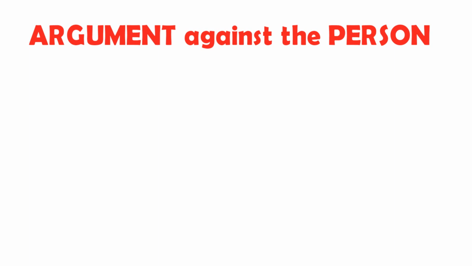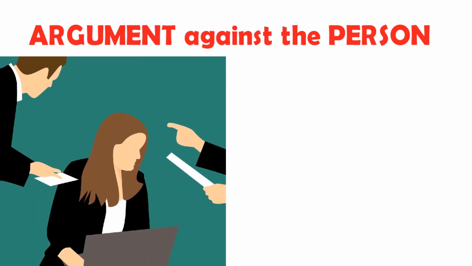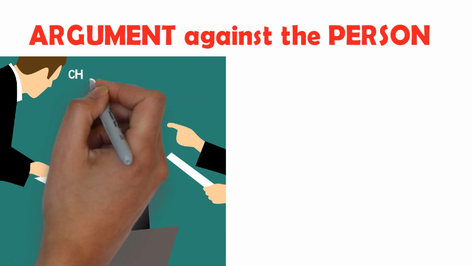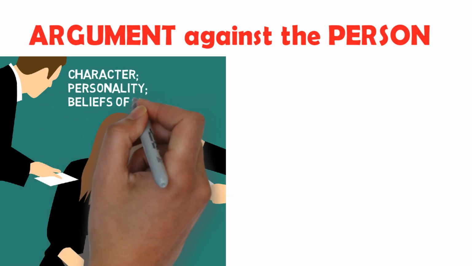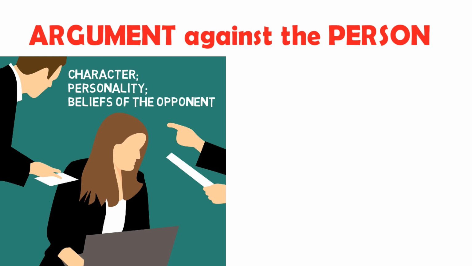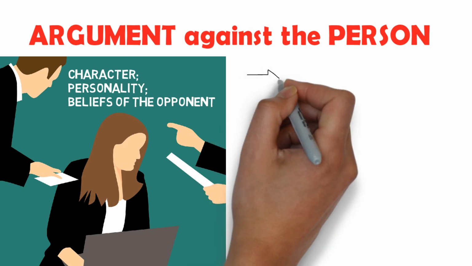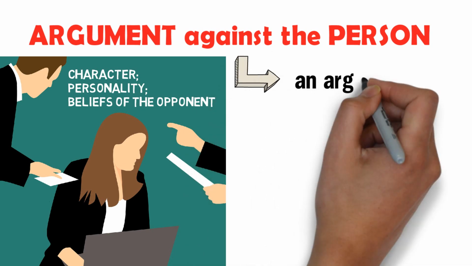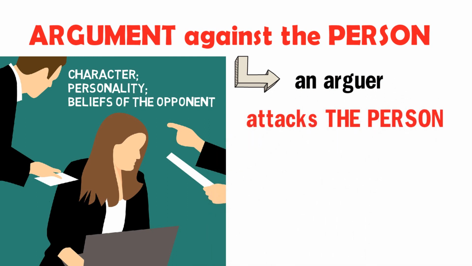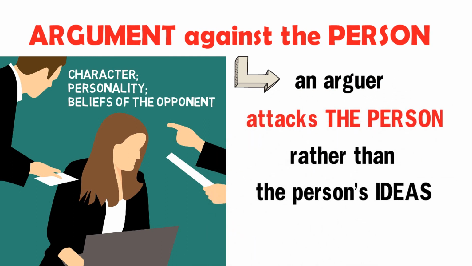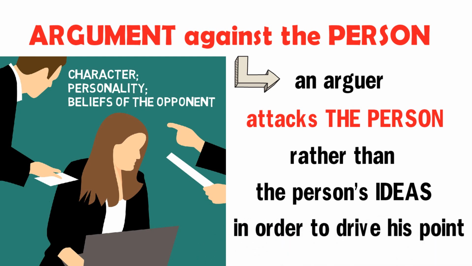To begin with, an argument against the person, or ad hominem, is a type of informal fallacy that arises when the arguer ignores the real claims or issues in the argument, so that what is emphasized is the character, personality, or belief of the opponent. In other words, in the argument against the man, the arguer attacks the person rather than the person's ideas in order to drive his point.